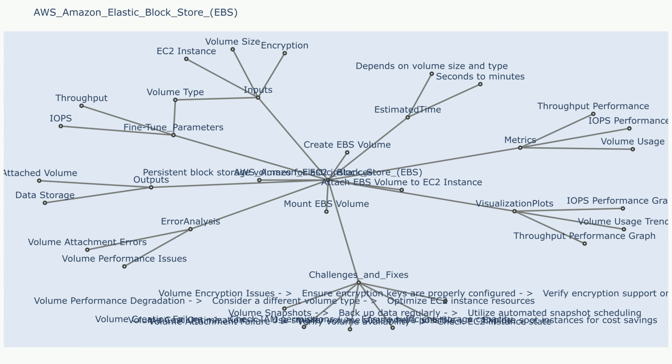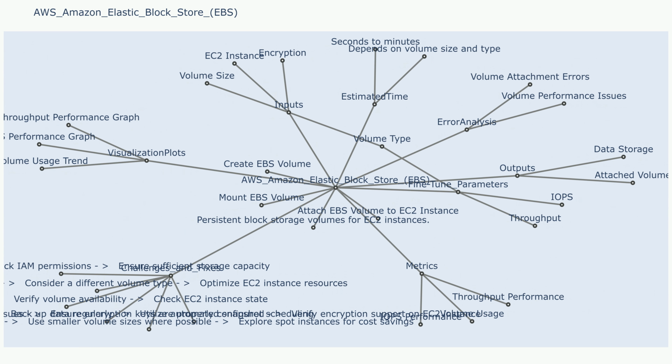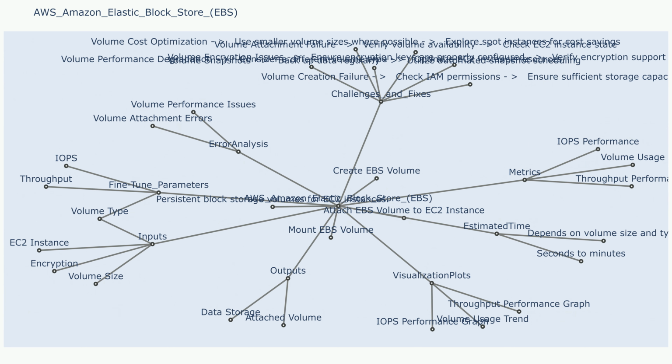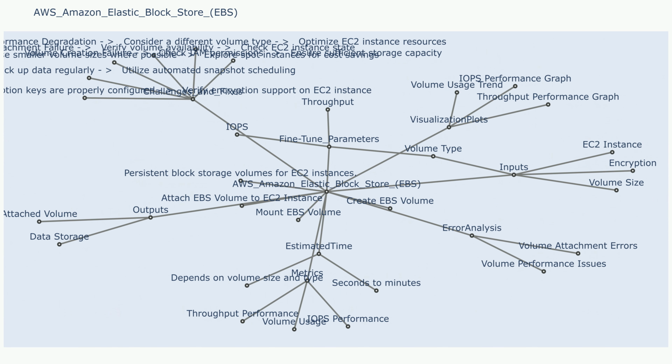IAM role or permissions. Purpose: to authorize actions related to EBS volume creation, modification, attachment, and deletion. Explanation: AWS Identity and Access Management (IAM) controls access to AWS services and resources. Proper IAM roles or permissions are essential to ensure that your user account or instance has the necessary privileges to interact with EBS. Region selection.